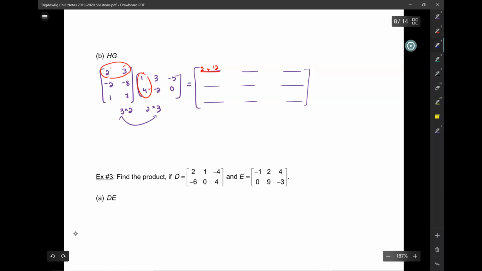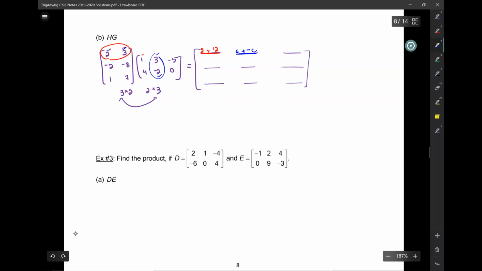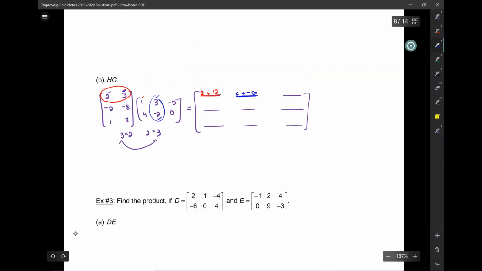Next, row 1, column 2. 2 times 3, first one times the first one, 6. Second one times the second one, negative 6. Okay. Lastly, row 1, column 3. 2 times negative 5 plus 3 times 0 is that one.